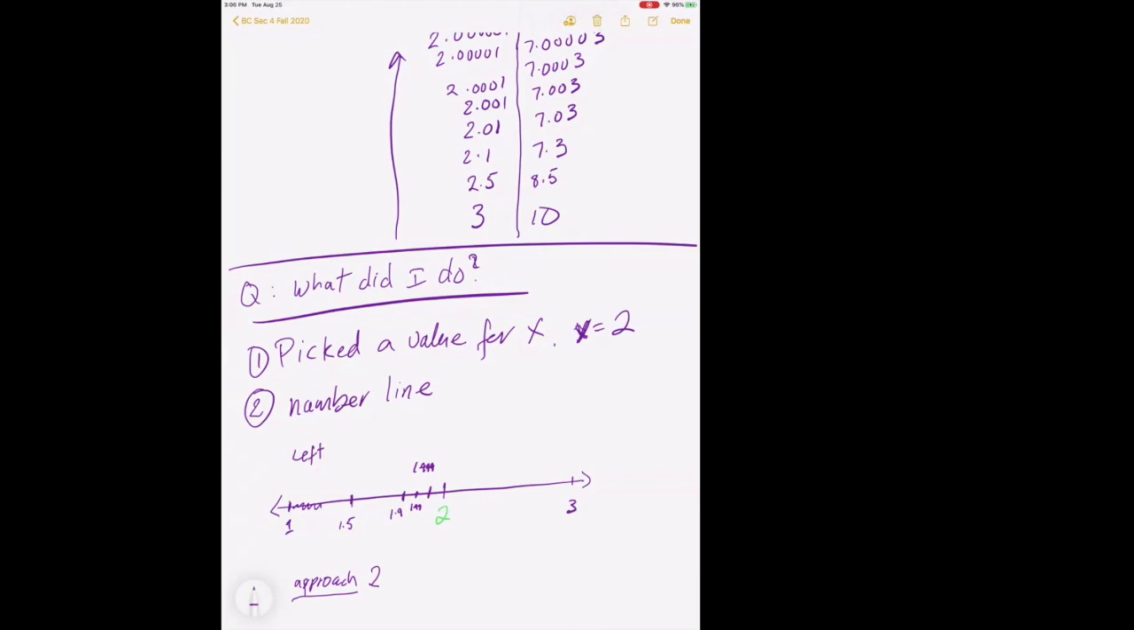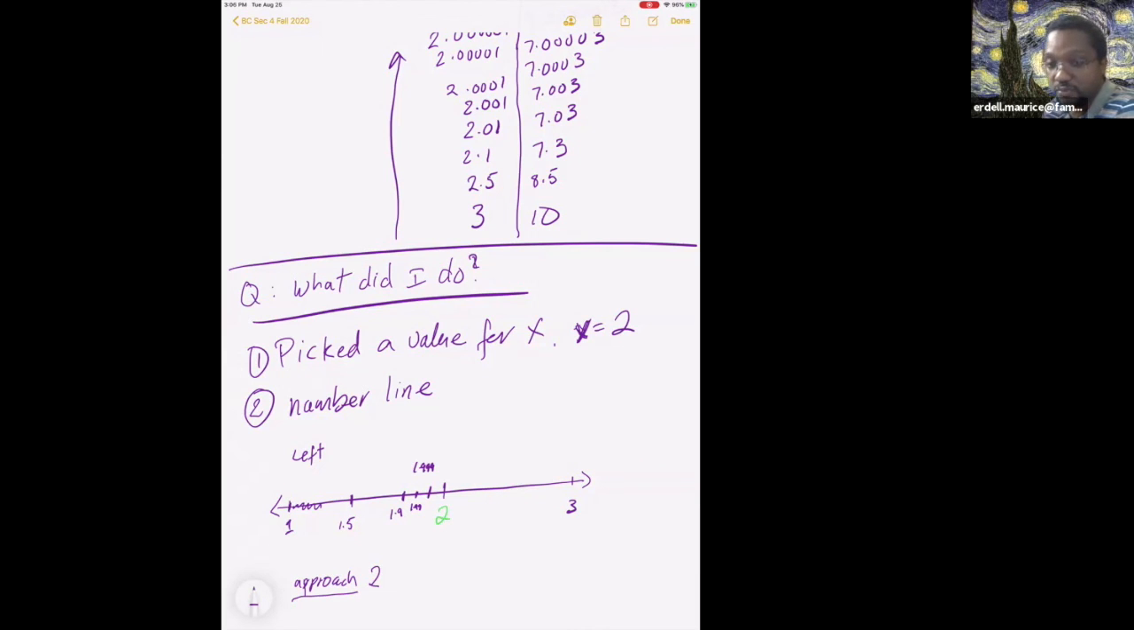In mathematics, we use the term approach to say that I'm getting closer to that number in an orderly fashion. 1.9, 1.99, 1.999, right? Every single time, I'm getting closer to the value of 2.